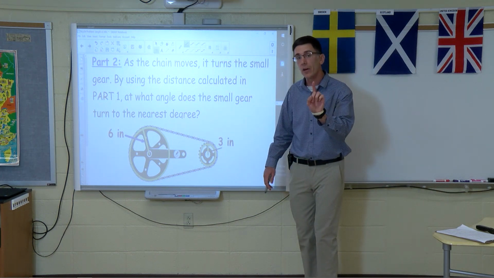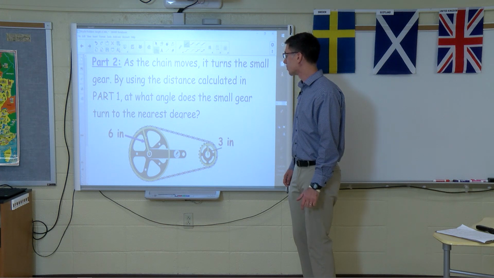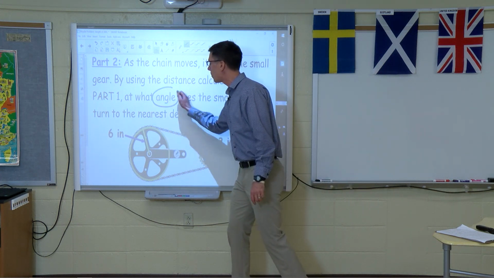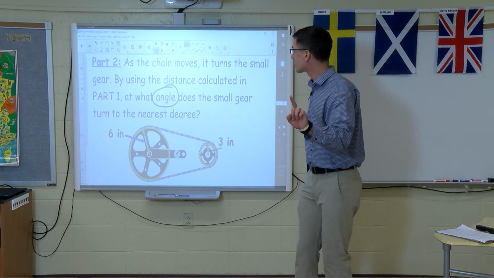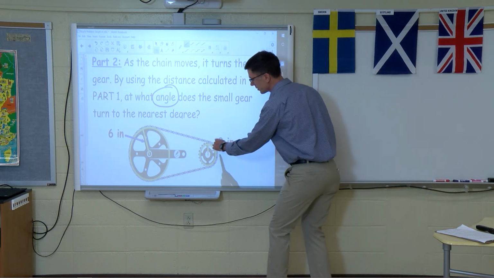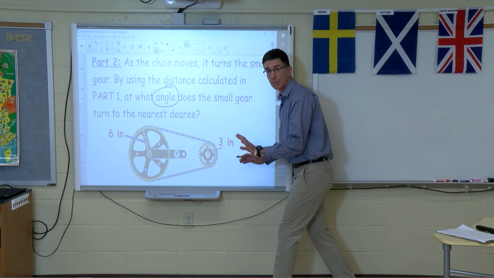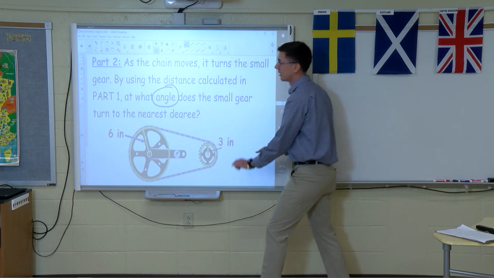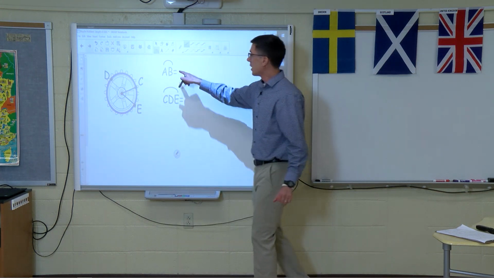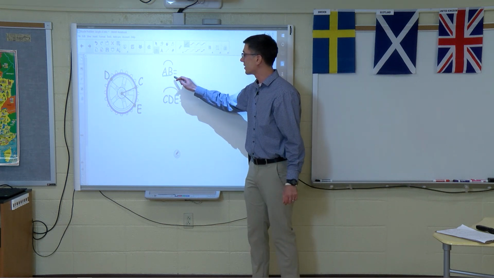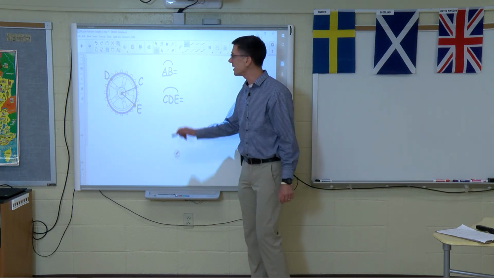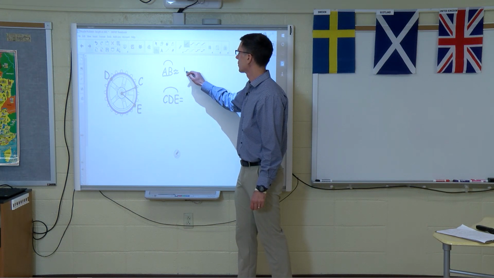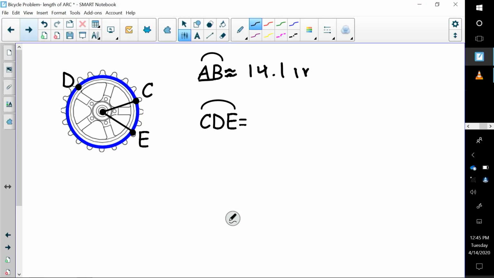Now, here's what we know here. At what angle does the small gear turn? We are looking for angle measure, and that is important. And we're also looking at the distance around this circle. Now remember, we're now talking about the smaller gear that has a radius of 3 inches. Pay attention to that. So, if you recall, we've already calculated this from the previous problem. The arc length of AB was approximately 14.1 inches. And our goal here is to find this length of chain that passes around the small gear.